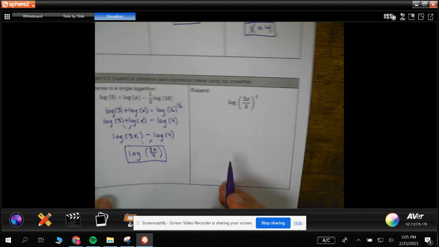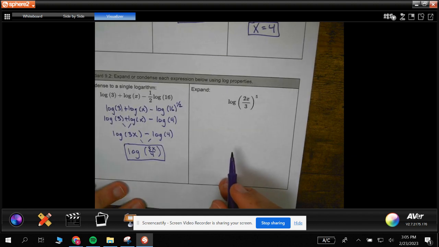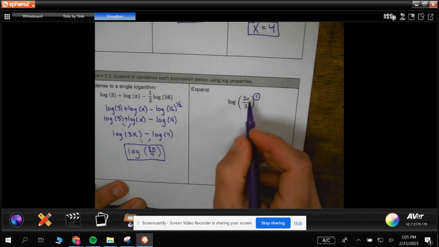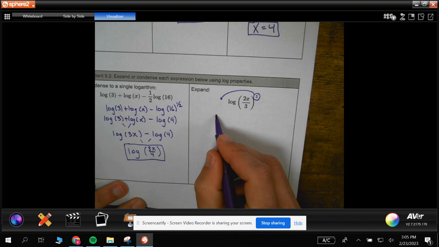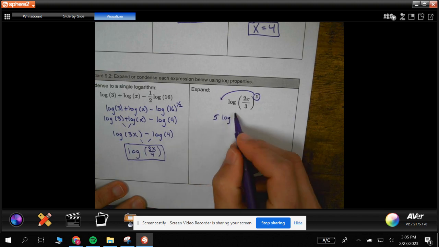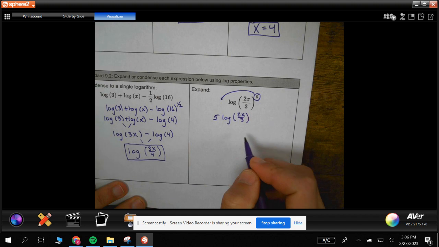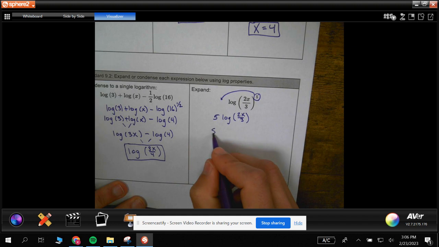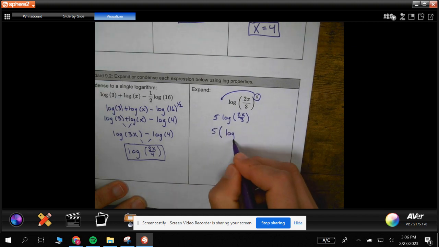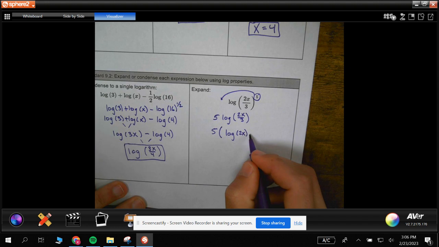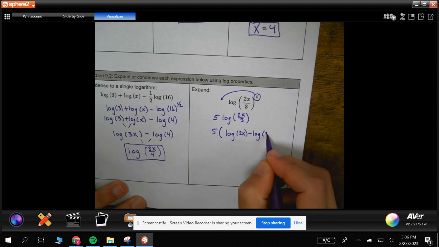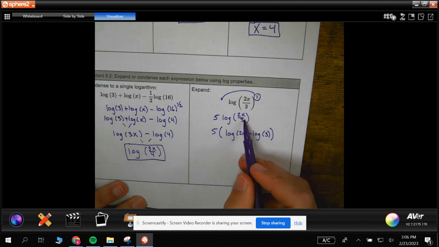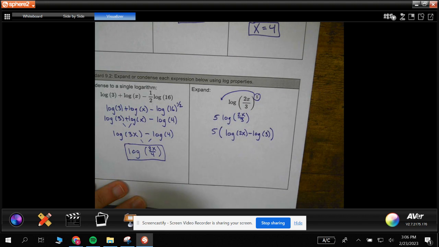All right, let's go expand. This is going to be the other direction. First step, I'm going to use the power property. I see that 5 out as a power. So I'm going to bring that 5 out in front and rewrite it as 5 times the logarithm of 2 times x divided by 3. Well, let's start splitting this up. I'm going to undo the division first. I'm going to take that 5 out in front and say I've got log of 2x. I see it's divided by 3, which means division becomes subtraction when we split our logs up. So instead of 2x divided by 3, it's log of 2x minus log of 3.